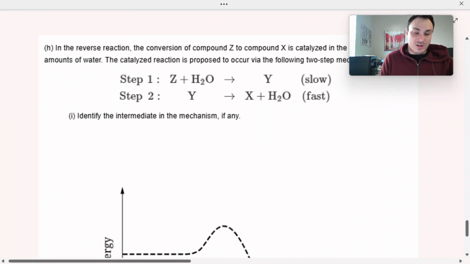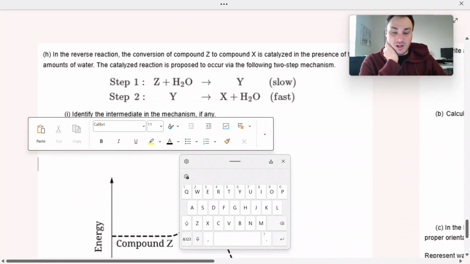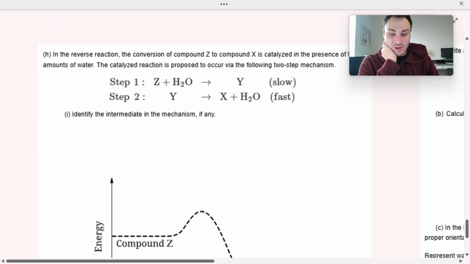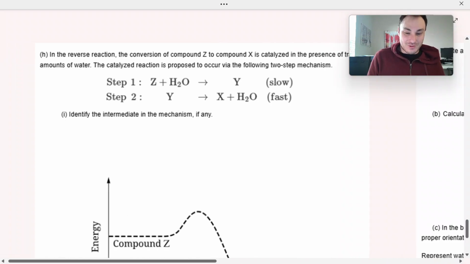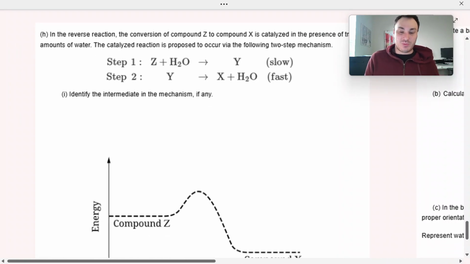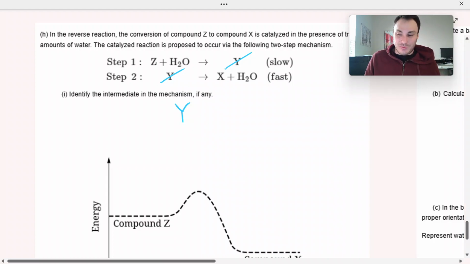All right, continuing on. In the reverse reaction, the conversion of compound Z to compound X is catalyzed in the presence of trace amounts of water. My goodness, everything's just popping up. The catalyzed reaction is proposed to occur via the following two-step mechanism. Identify the intermediate in the mechanism, if any. There is an intermediate. That intermediate is Y. We don't need to explain why it's Y because it doesn't say. But the reason it's the intermediate is because it gets produced and then consumed in a subsequent step.